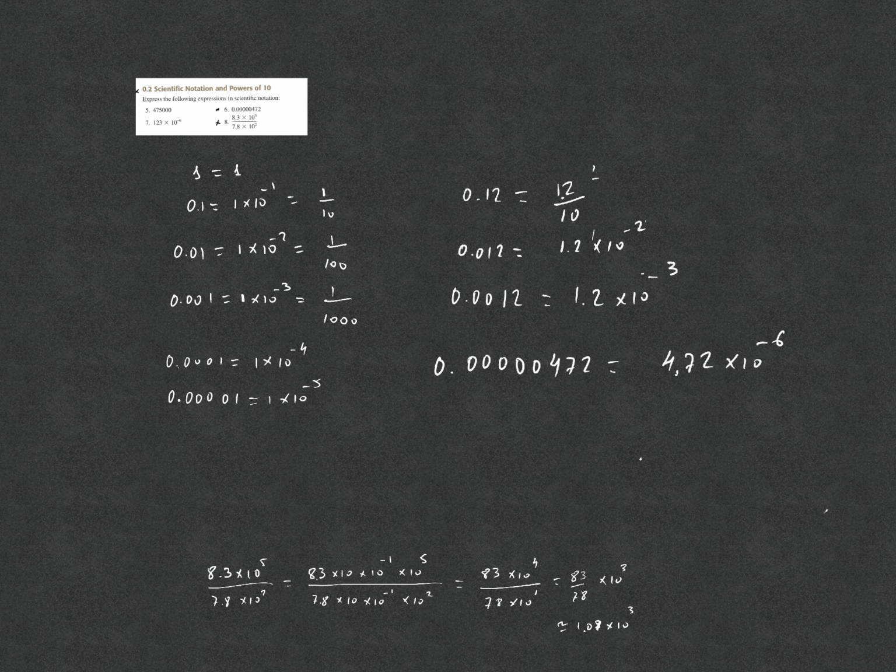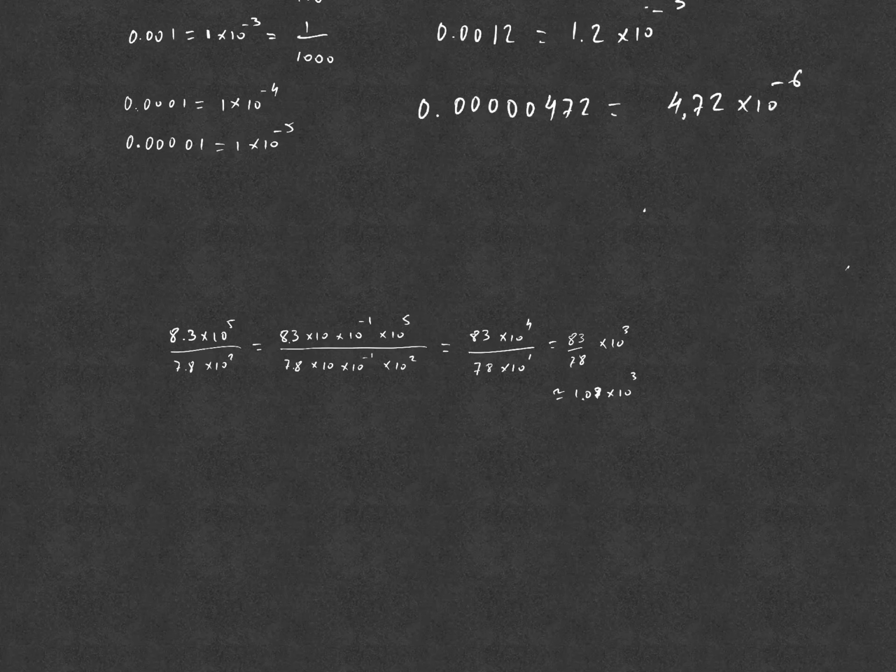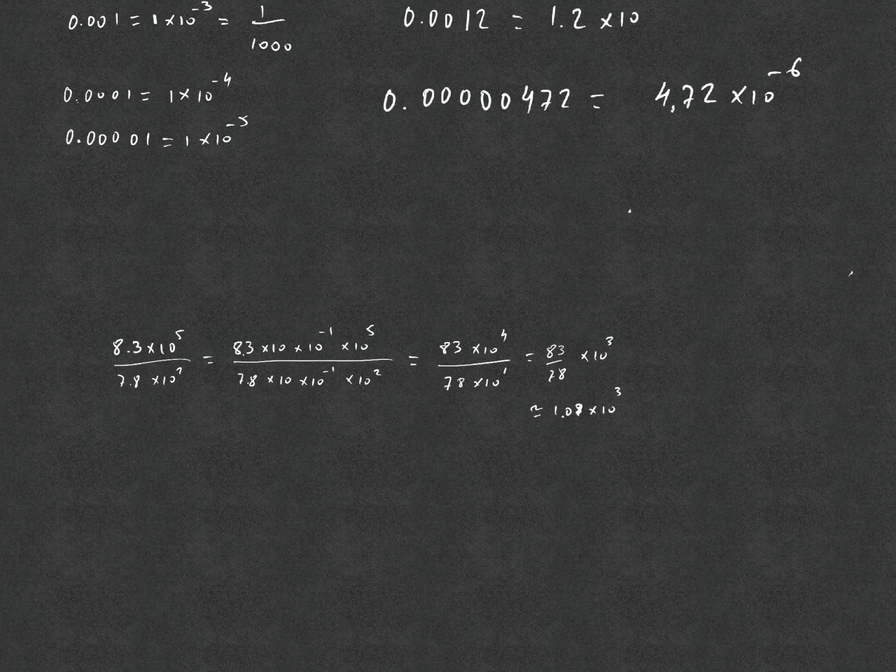Let's do the problem from the example. So I move the point: 1, 2, 3, 4, 5, 6. Six times, 4.72 times 10 to the minus 6. And the problem is done. Let's do the other problem. The other problem is this one. It can be done in the following way. 8.3 is the same as 8.3 by 10 to the minus 1, so I have introduced a factor of 1: 10 by 10 to the minus 1 is 10 divided by 10.